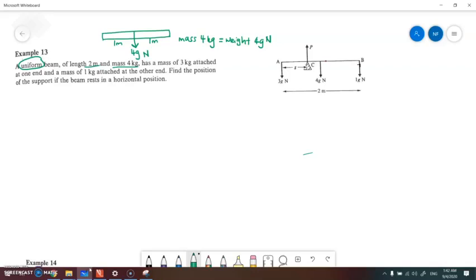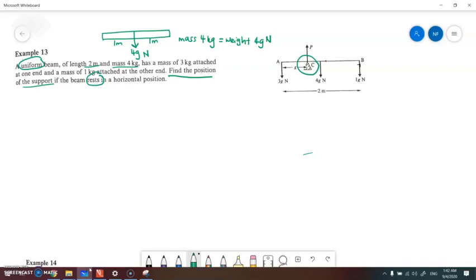And now the question is find the position of the support. So how do you want to find the support? Which one is the support? The support is here. Another keyword is if the beam rests in a horizontal position. Rest means the rod is in equilibrium. It doesn't move to the right, to the left, or up and down.